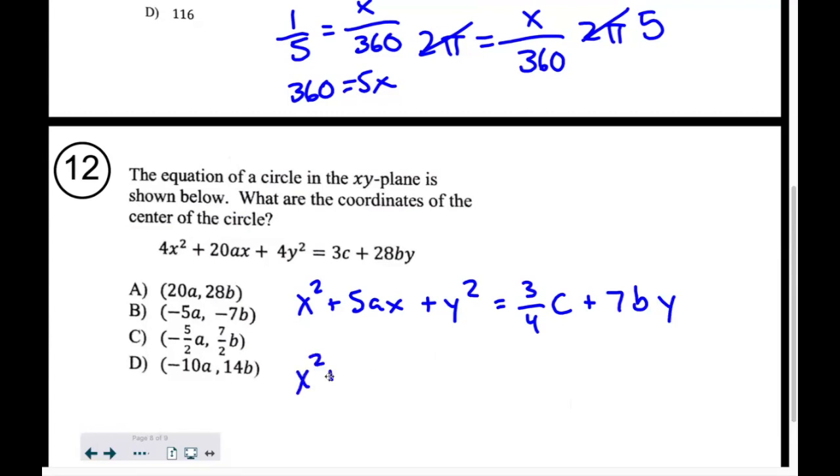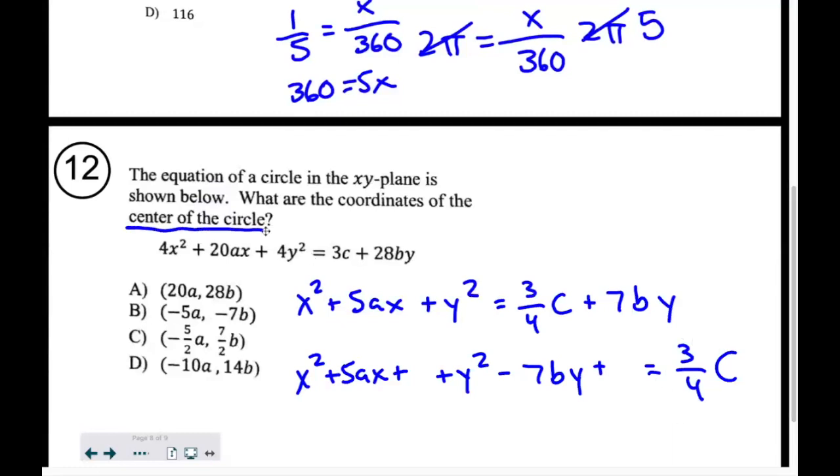Then I'm going to do everything to one side, kind of. So I'm going to do x squared plus 5ax, leave a space, then y squared minus 7by, and leave a space, and then equals 3/4 c. Okay, so now here's the important thing. We could complete the square, but we don't really need to because then we'll be adding that to the other side. It'll help us find the radius, but we only want the center of the circle.